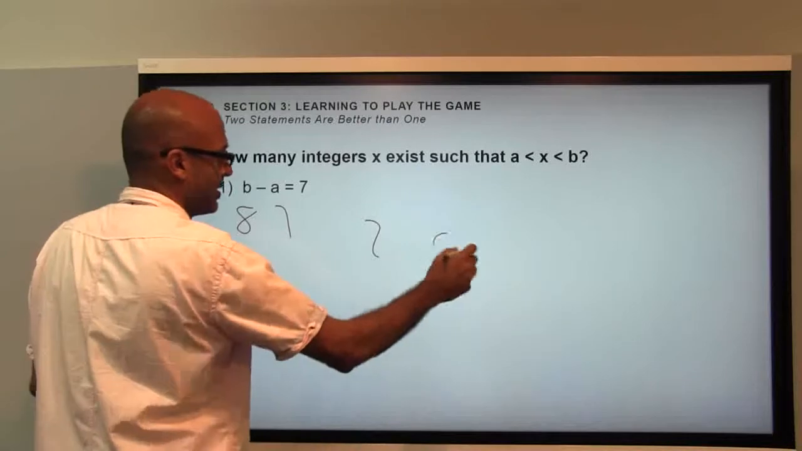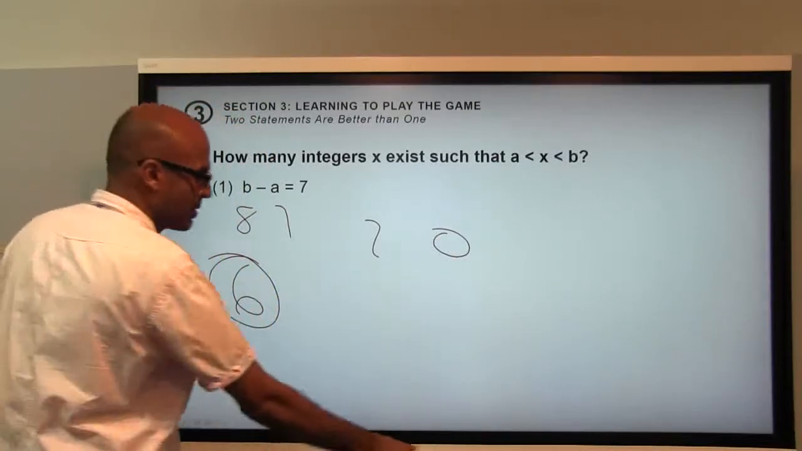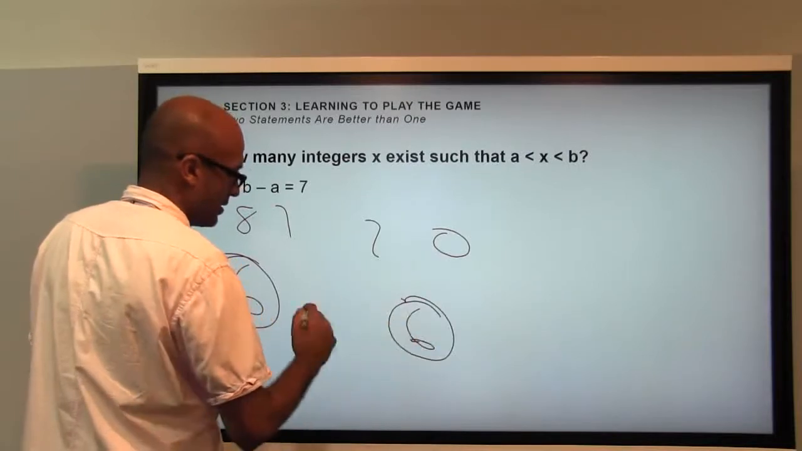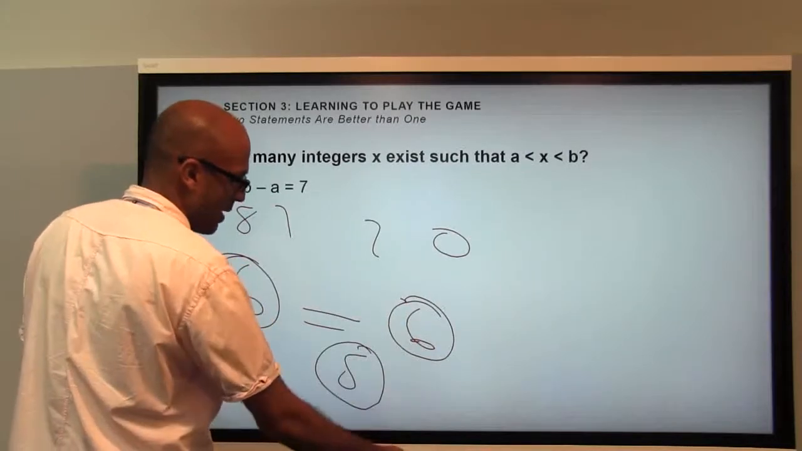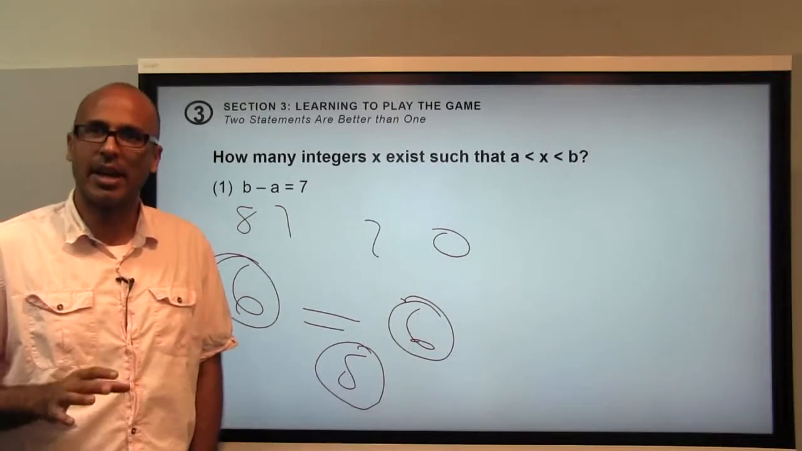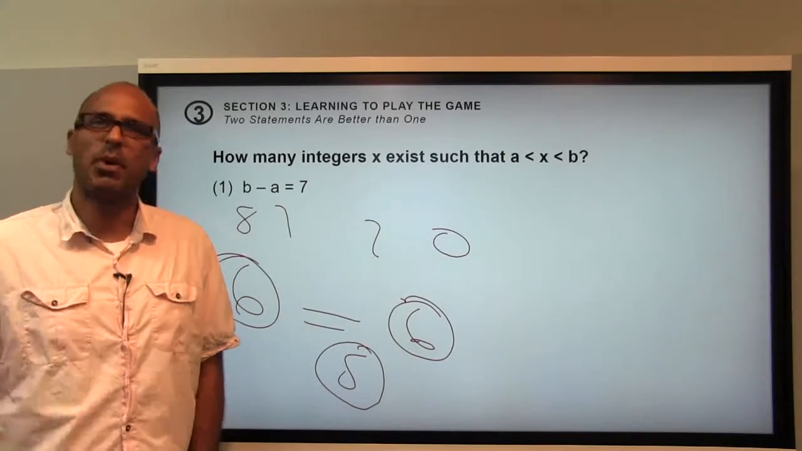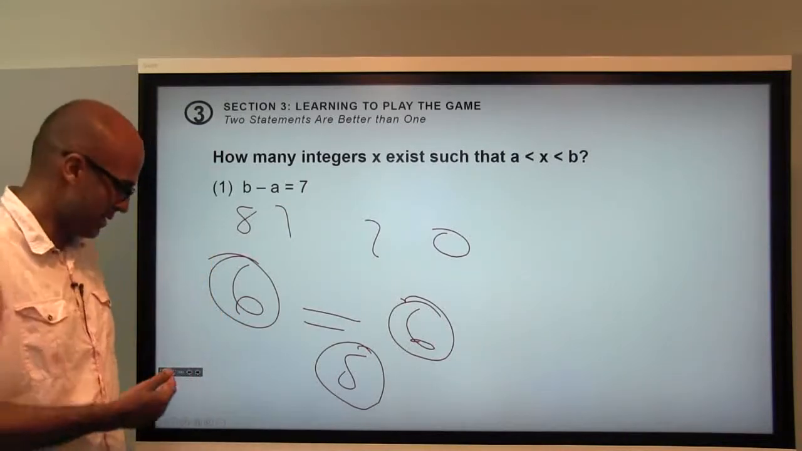So how about 7 and 0? I got 1, 2, 3, 4, 5, 6. Clearly got me 6 integers again. 6 is 6. Super sufficient is my move. I am fine with that. Again, all day long. But the best part is I'm never going to see a question like this.